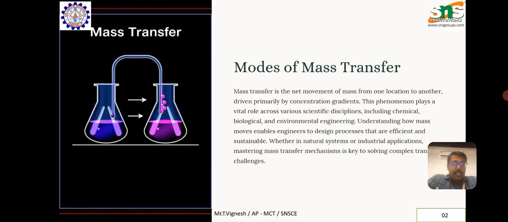Understanding the concept of mass transfer is very essential if you are designing a system. Whether in natural systems or industrial applications, you need to understand the mass transfer mechanisms to solve key challenges. For example, take a refrigerator. In a refrigerator you can see that the freezer compartment is placed at the top. Do you know why the freezer compartment is placed at the top?